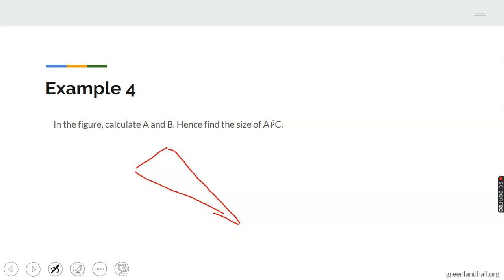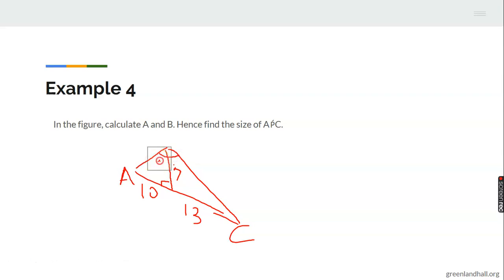Don't mind my drawing, please. And I have it here. This is at right angle. I have A, C, then I have here to be 10, here to be 13, here to be 7, and I have angles here. I call this angle small a, and small b. Then I have B here. So this is what we have.